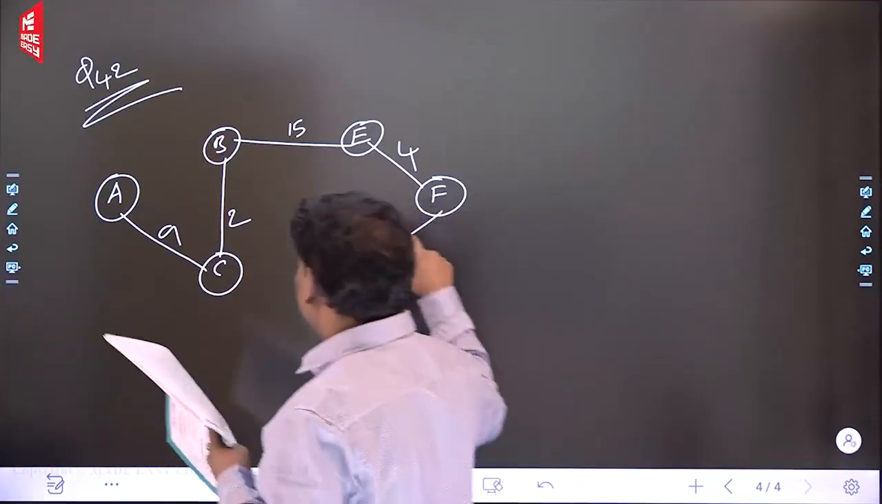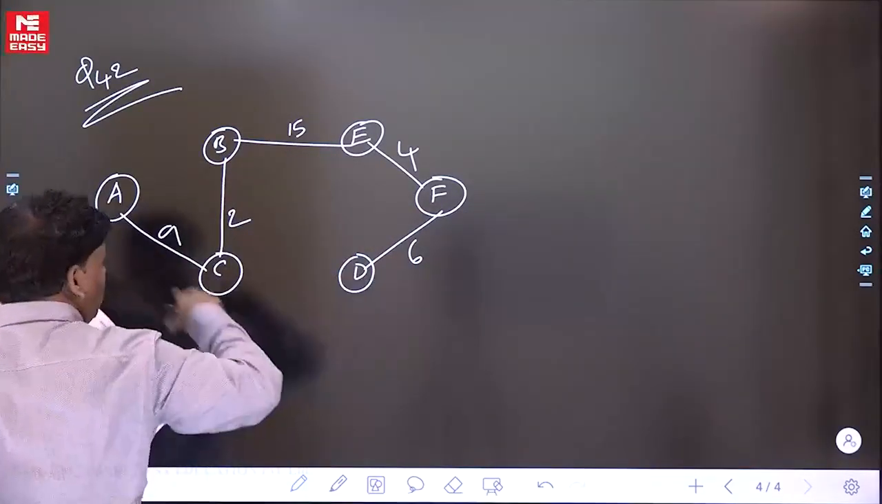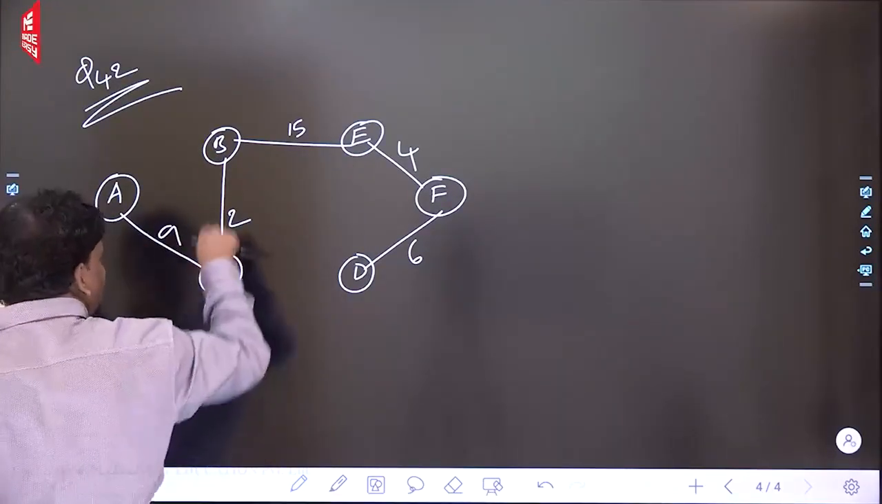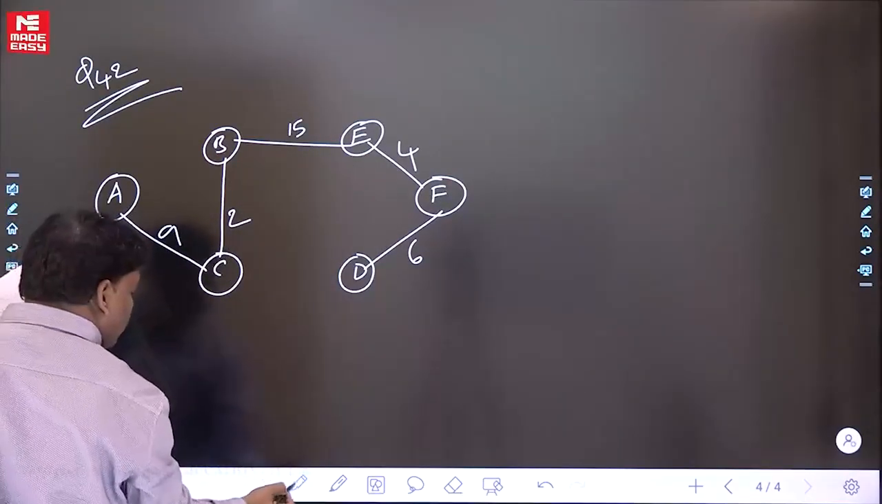Next one. Listen, everyone, now. In this graph 6 vertices are there. 5 edges I have written with edge weights. But this graph contains how many edges?